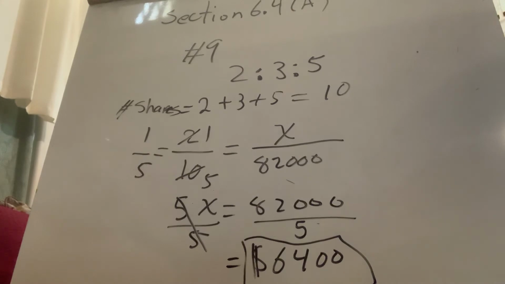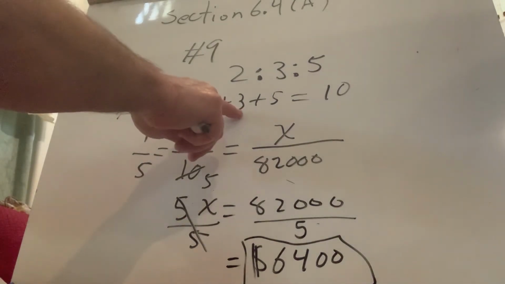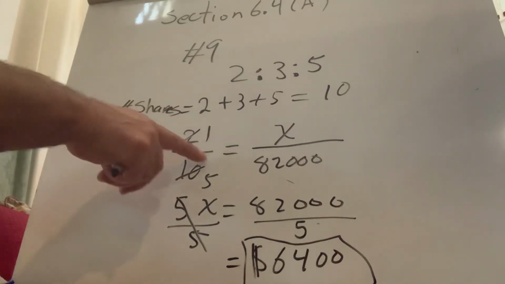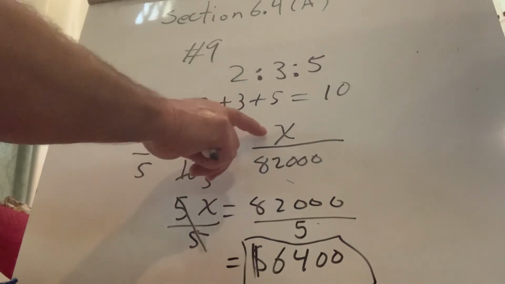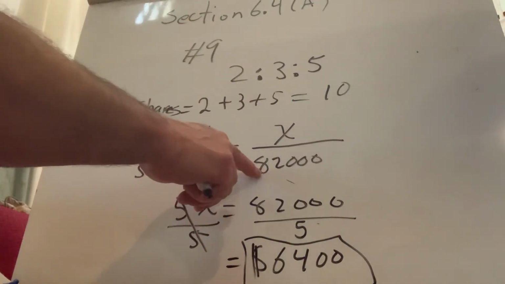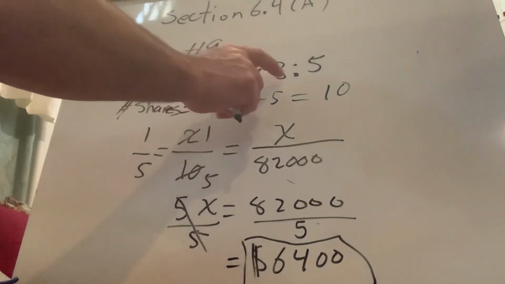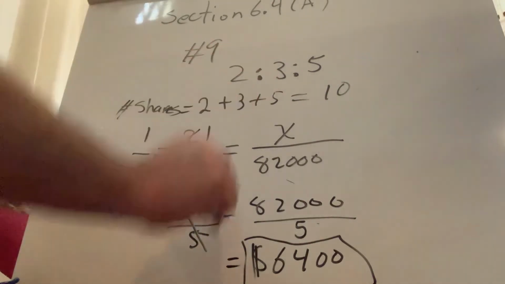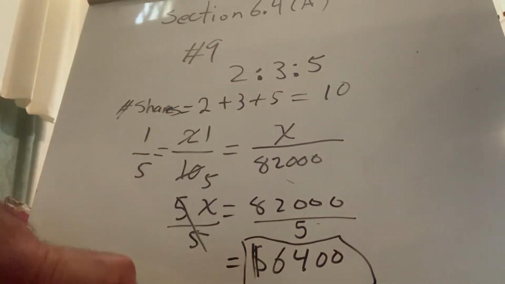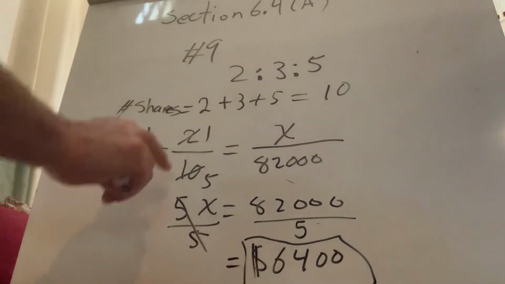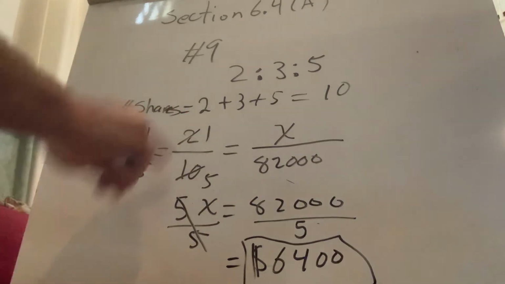If they want to know how much all of them will get, the next one would be Bill. Bill has 3 shares, so you do pretty much the same thing. You put 3 over 10, because the total number of shares is still 10, equal to x or y, another variable, over 82,000. Similarly, cross multiply and isolate y, and that will be the amount of the profit that Bill would get. For the last one, Carmela, you do the same thing, except you put 5 over 10 instead of 2 over 10.